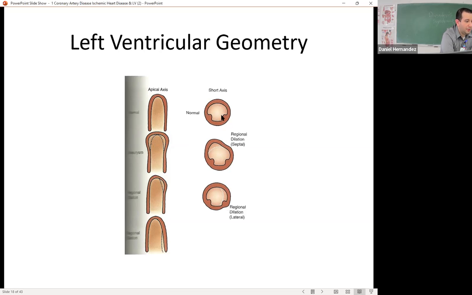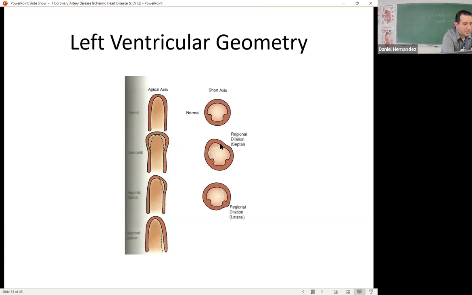You can also visualize changes in your short axis view. Just be cognizant, you should have a nice circular appearance to your ventricle walls. That's why it's important to be on axis when you're obtaining your short axis views, trying to obtain nice circles, because any sort of deviation from that circle could potentially indicate areas of dilatation.